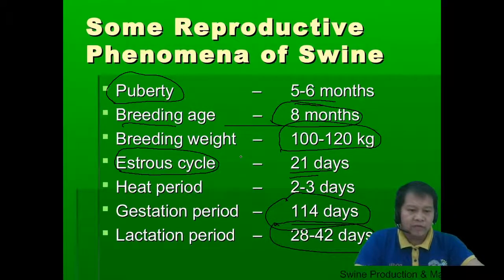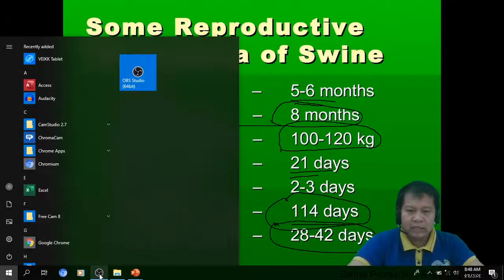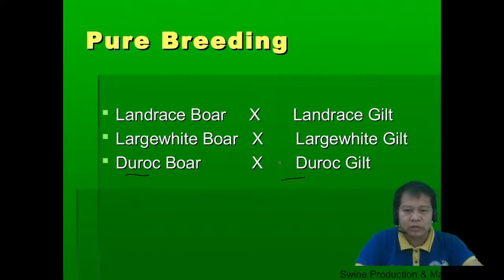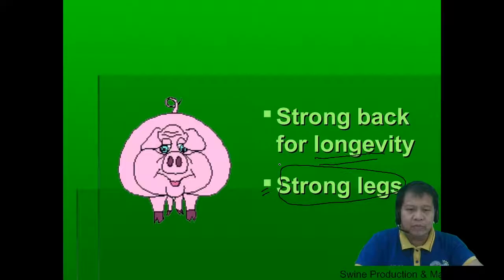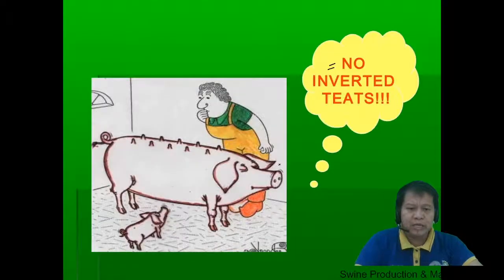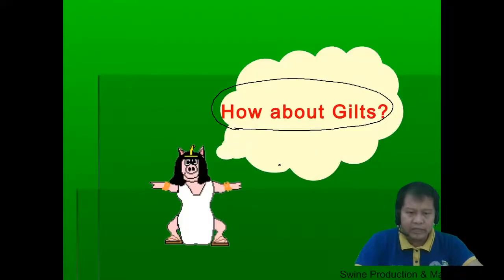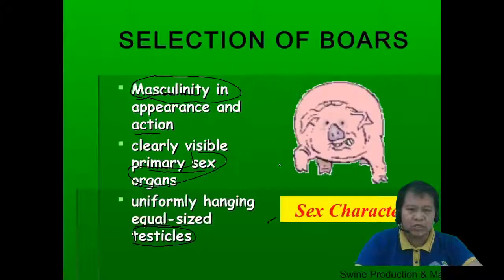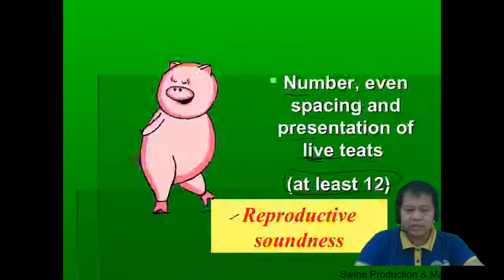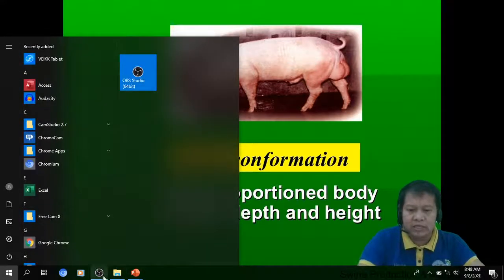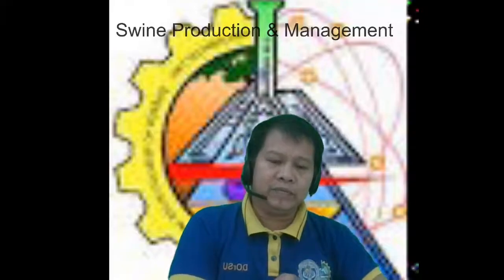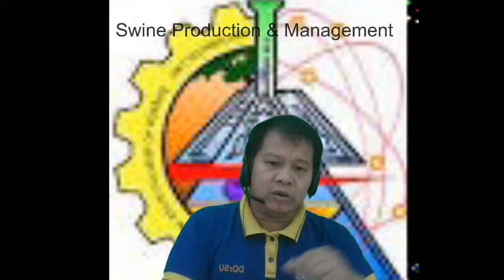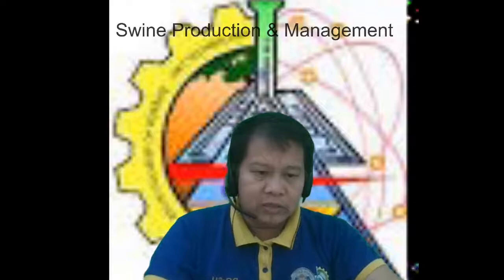So I think that is all for this session, and thank you for listening. As a sort of review, so try to look at that. We had the pure breeding, crossbreeding. We have that's a breeding system, no, and the basis for selecting gilts, and also the basis for selecting boars. We have discussed that already. So I think that is all for this session. Thank you for listening, and please do listen on our succeeding discussion. Thank you. That's all for today.